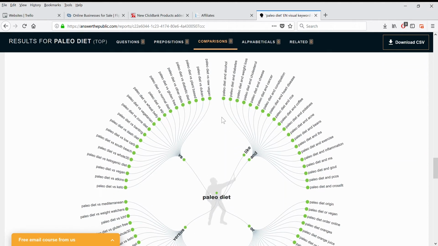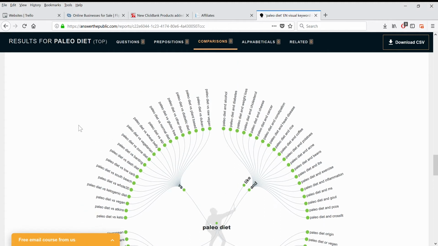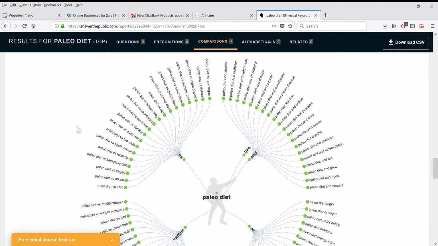Here's a whole list of comparisons, which is kind of a good thing. Keyword Researcher Pro, I'm actually running a job at the moment, so that's quite good for finding these. So paleo diet versus wheat belly. Wheat belly is another diet. There's a diet book written about that. Paleo diet versus a normal diet. You could write a list of things that you cannot eat in a paleo diet that you could eat in a normal diet. Paleo diet versus gluten-free.